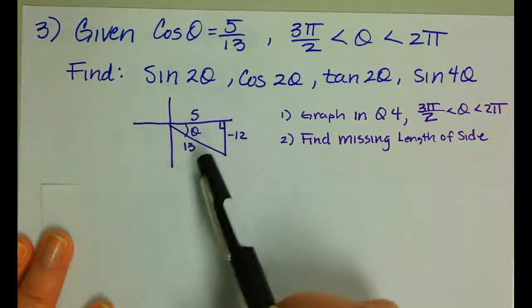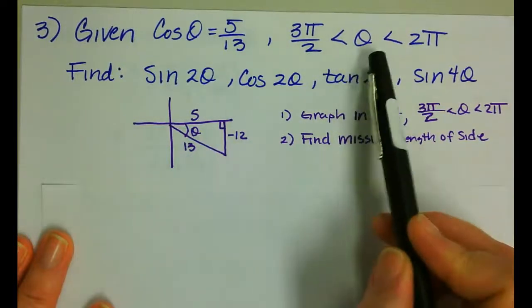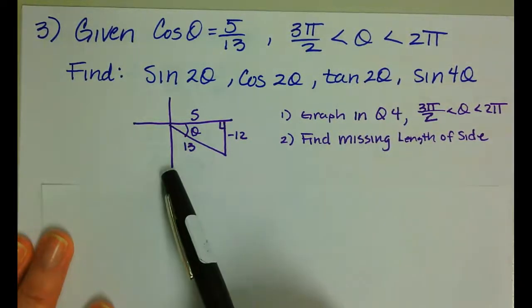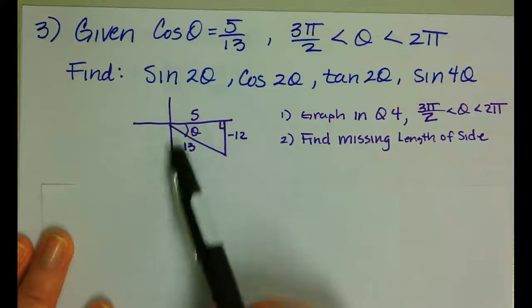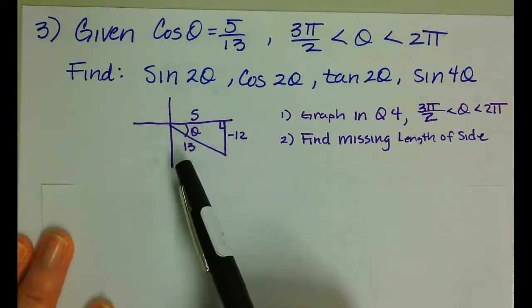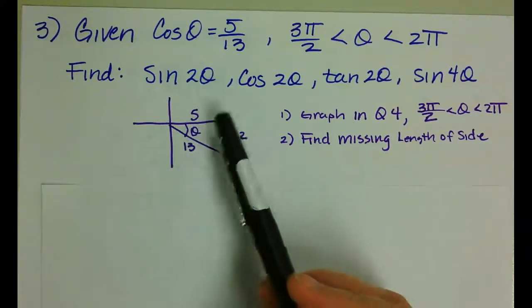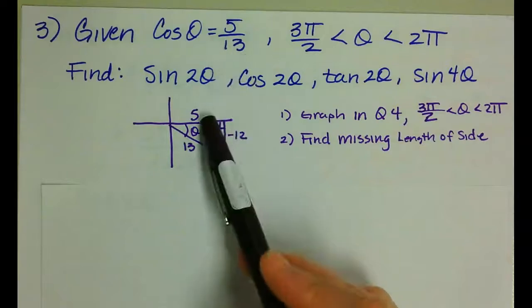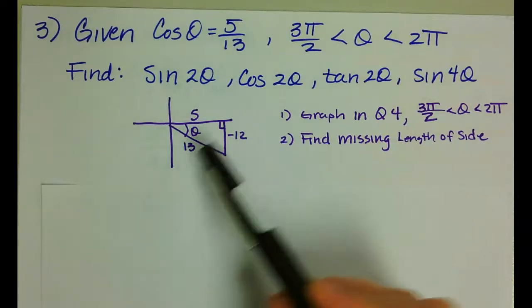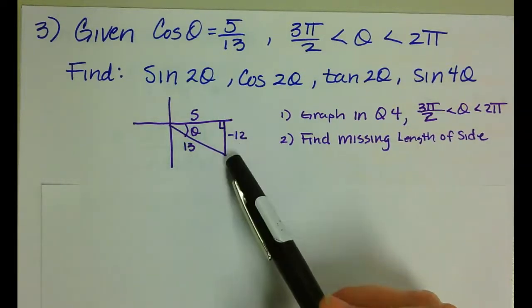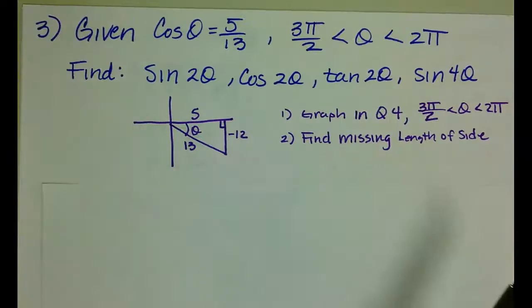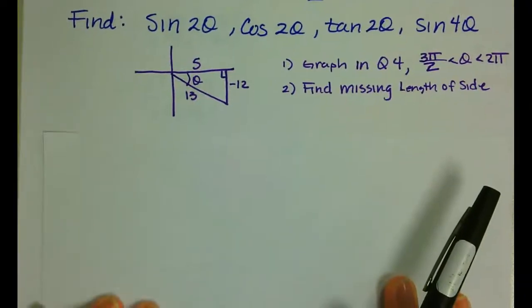Cosine is positive in the first and fourth quadrant, but it's restricting it right here to go from 3 pi over 2 to 2 pi. So it has to be in this quadrant. And so once I do that, I can lay in my cosine values of 5 and 13, and I can use Pythagorean theorem to find the length of the missing side. So I need my triangle complete before I begin anything.